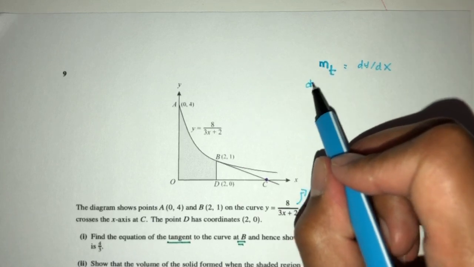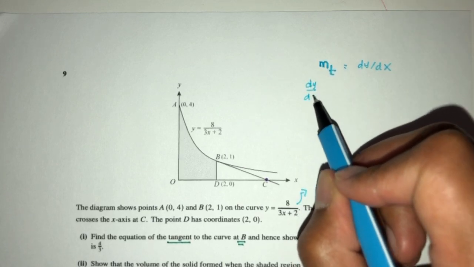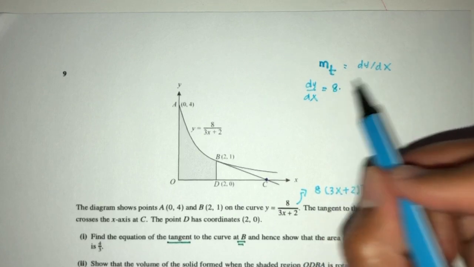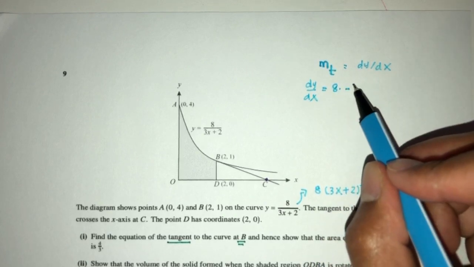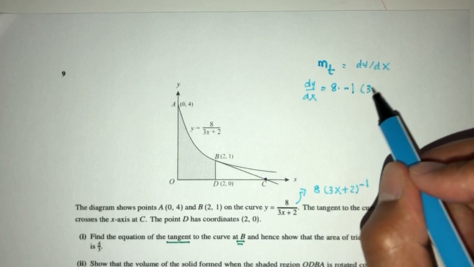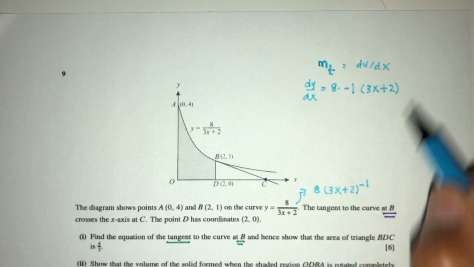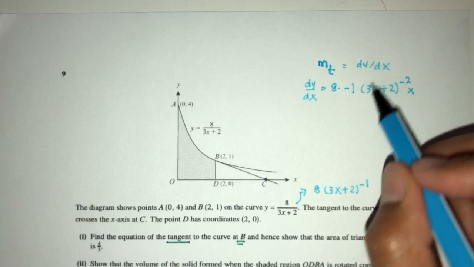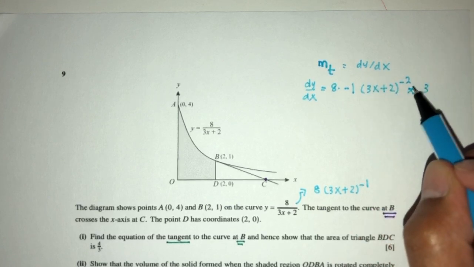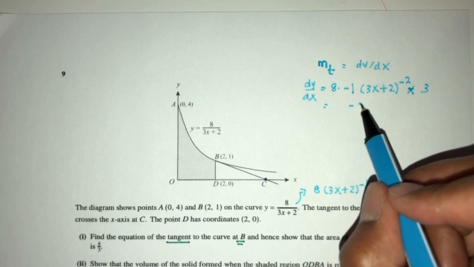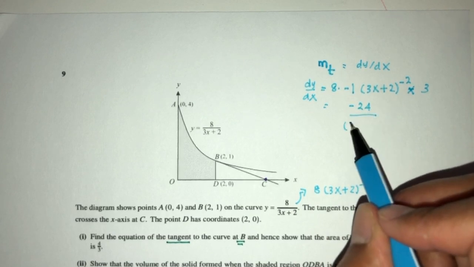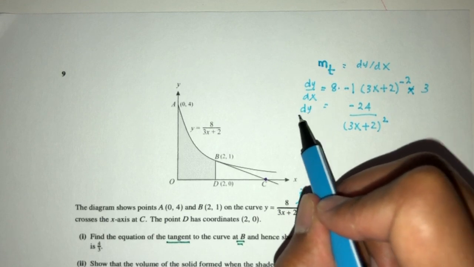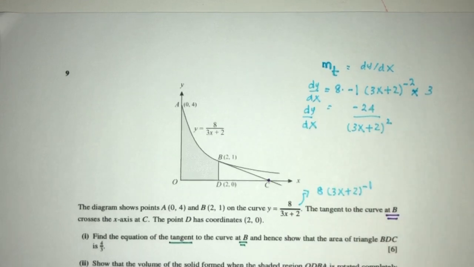So dy by dx will be what? Let's find out from this. 8 is only a multiple, so multiply by the power minus 1, and then we have to decrease the power by 1, that will be minus 2, then multiply by d by dx of the value inside, that will be 3. That will be minus 24 over (3x plus 2) squared. So I hope that was somewhat clear.